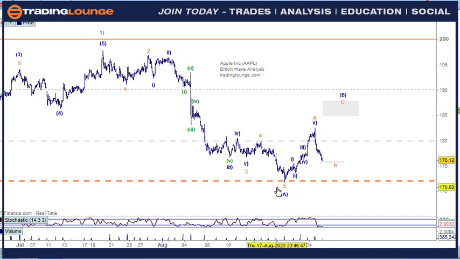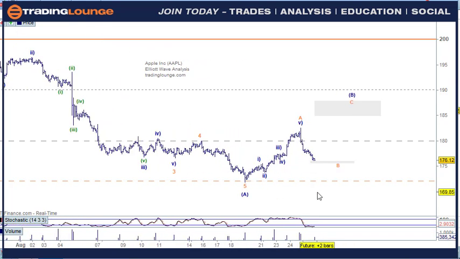So I have overlaid this particular count on the Nasdaq and the tech sector, which we'll have a bit of a look at as well. And then I was looking for an ABC pattern back up into this area through here, and we're sort of on track to do that.